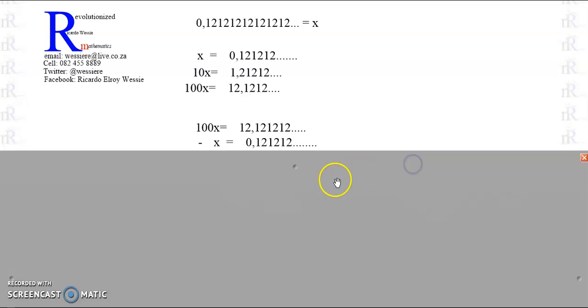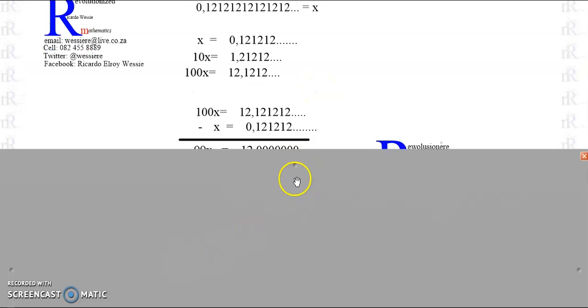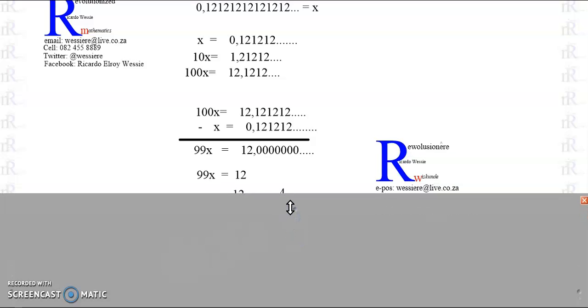is equal to 99x. And 12,121212 minus 0,121212 is equal to 12,000000000. And remember what we do with the zeros? We let them fall away. So 99x is equal to 12.